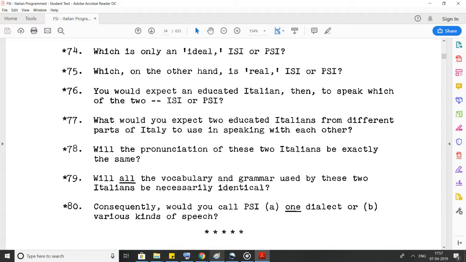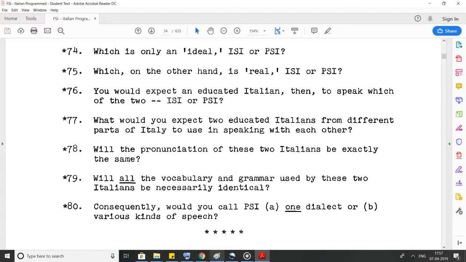Frame 77. What would you expect two educated Italians from different parts of Italy to use in speaking with each other? The answer is PSI. Frame 78. Will the pronunciation of these two Italians be exactly the same? The answer is no. Frame 79. Will all the vocabulary and grammar used by these two Italians be necessarily identical?